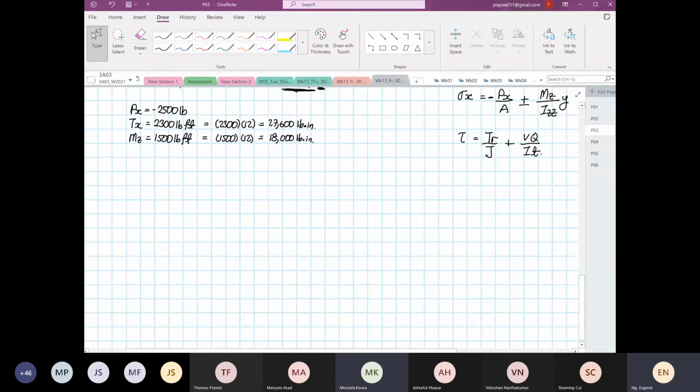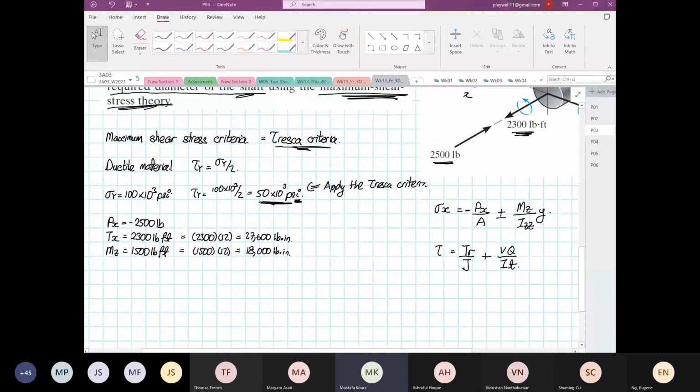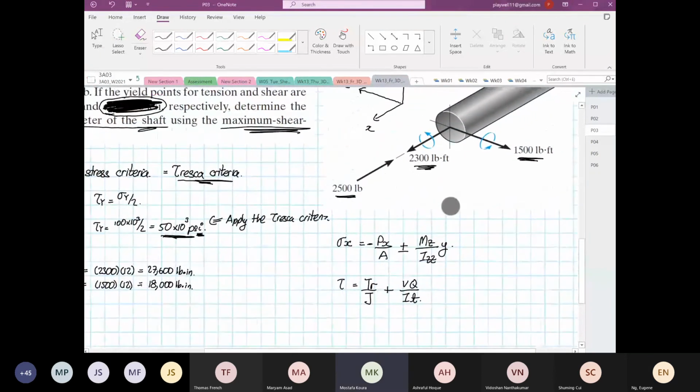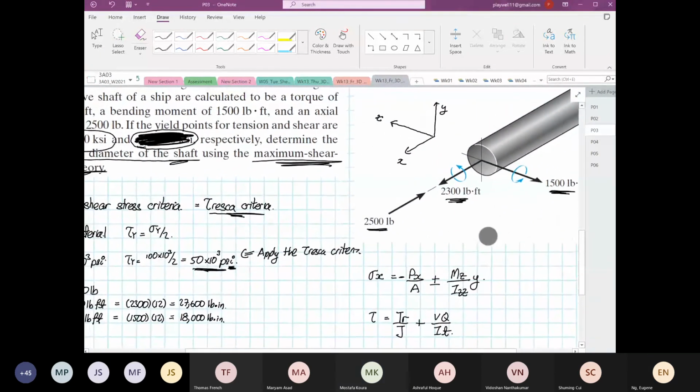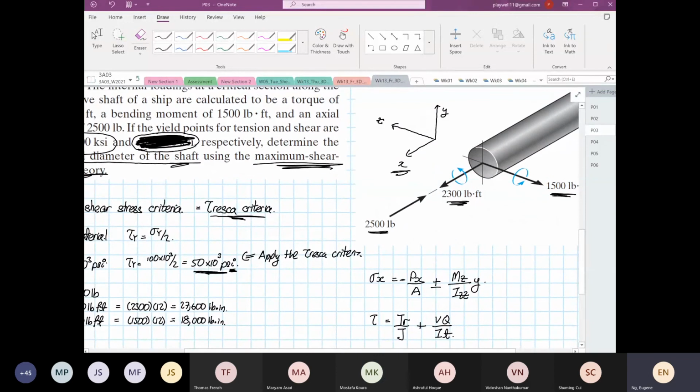With the translation you drew, shouldn't that be PZ and TZ and MX? Based on this transformation. Wait, am I reading it? Oh, I read the X and Z backwards. Okay. Oh, my bad. My Z is not right.